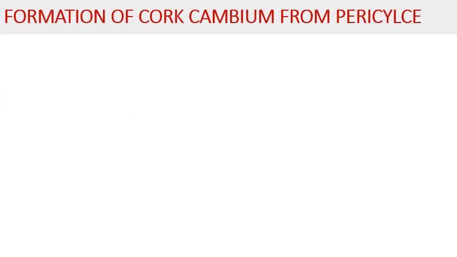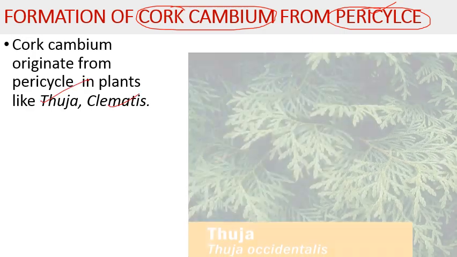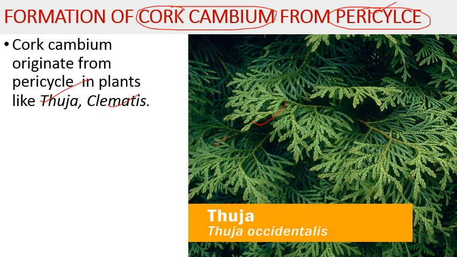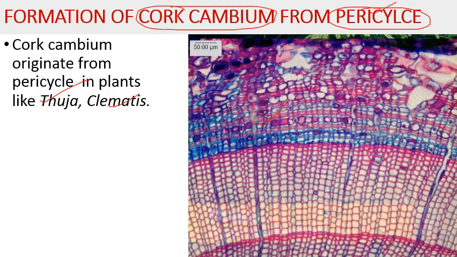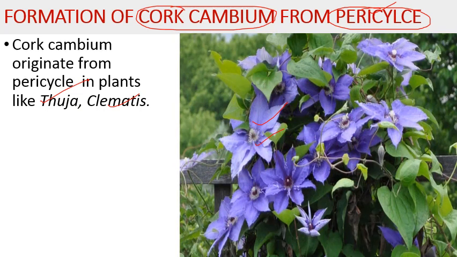Next comes formation of cork cambium from pericycle. So there are some plants जिसमें pericycle से cork cambium बनता है. Not vascular cambium, it's cork cambium. So cork cambium originates from the pericycle in plants like we have one gymnosperm, that is Thuja. Then we have Clematis. This is Thuja occidentalis. It is mostly used for ornamental purposes or beautification purposes of the campuses. Then we have Clematis. और ये है Thuja का section. This is Clematis. इनमें जो cork cambium है वो बनता है from pericycle cells.